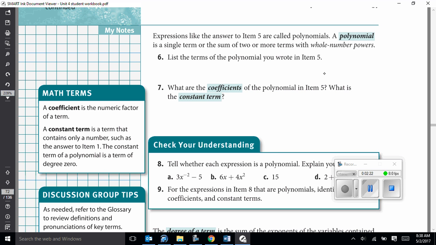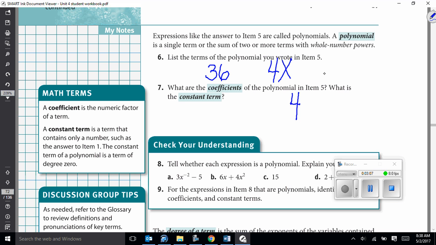So looking at it, it says expressions like the answer number 5 are called polynomials. A polynomial is a single term or the sum of 2 or more terms with whole number powers. So list the terms of the polynomial we wrote in item 5. So we had 36, and what was our other term? 4x. So those are our 2 terms. So what are the coefficients? A coefficient is the numeric factor of the term. So here we have 4. So the coefficient there is 4.